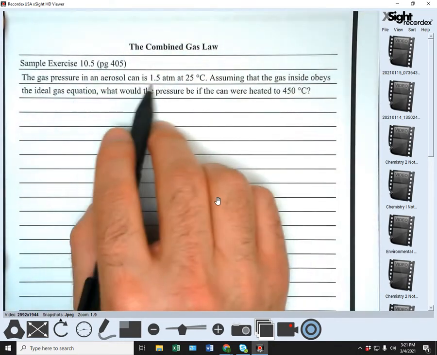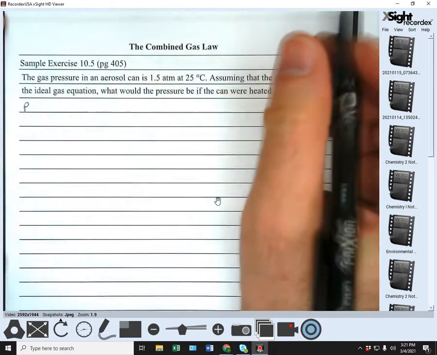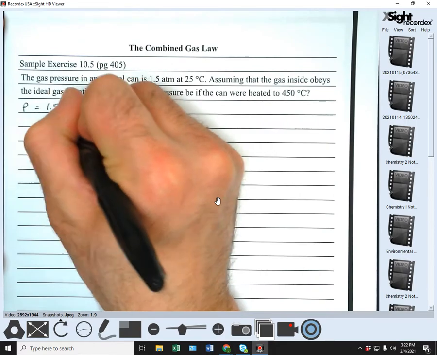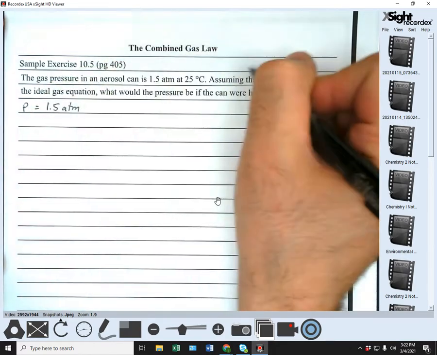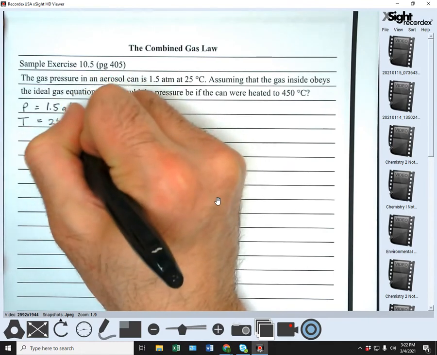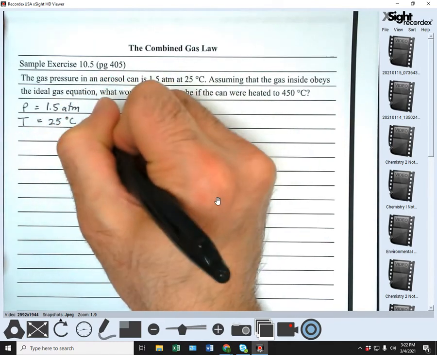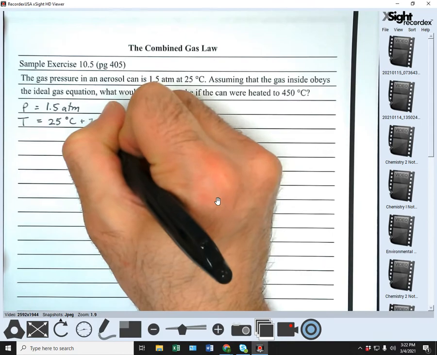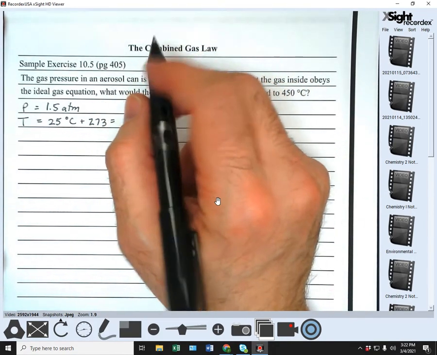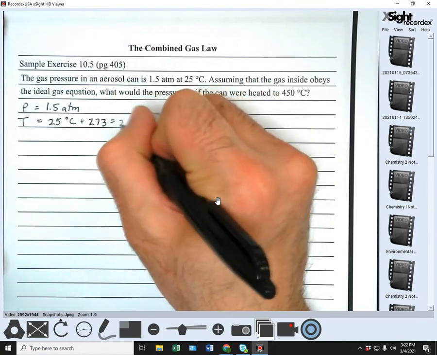We've got a pressure of 1.5 atmospheres at 25 degrees Celsius, so a temperature of 25 degrees Celsius. So we add 273, which gives us 298 K.